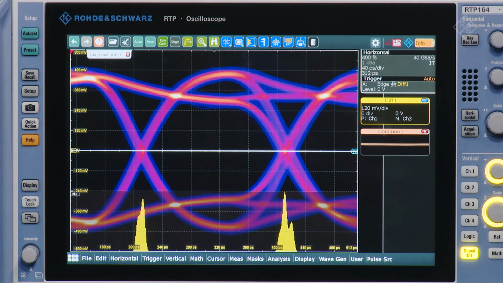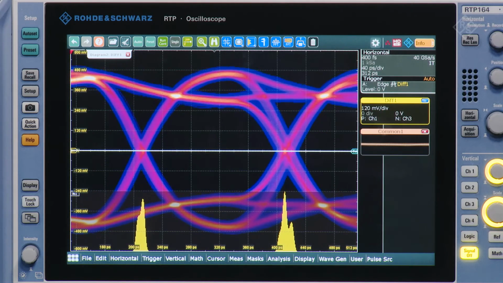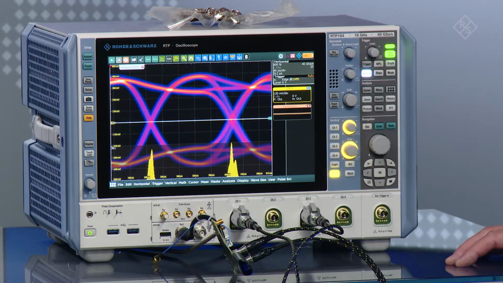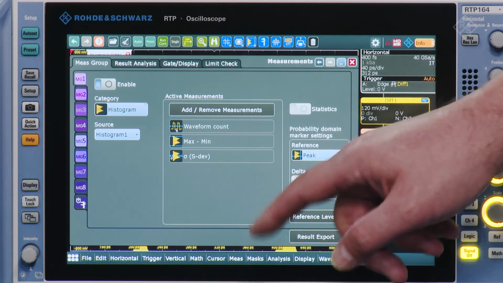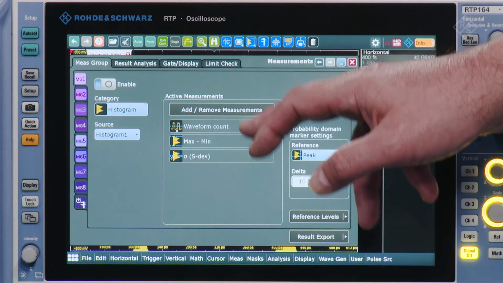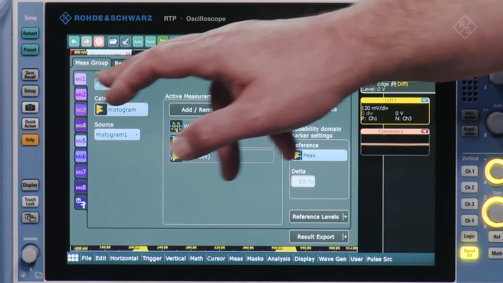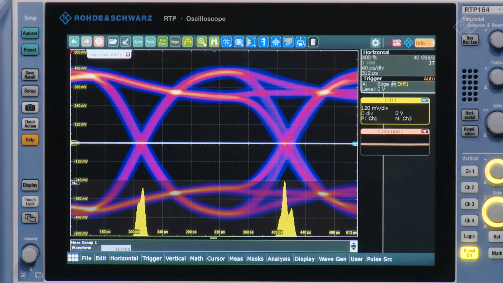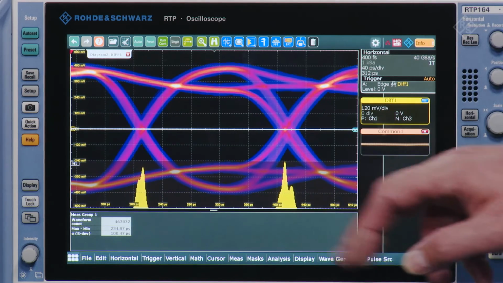And the first observation is already that the histograms are not the same. We still have a certain dependency on the trigger position. If you're closer to the trigger, the jitter is obviously smaller. If you're further away, the jitter is larger. So let's turn on the measurement and check that. We have the same setting as before: the waveform count, the peak-to-peak as difference between min and max, and the sigma. We turn it on. And we see already some improvement in the sigma.